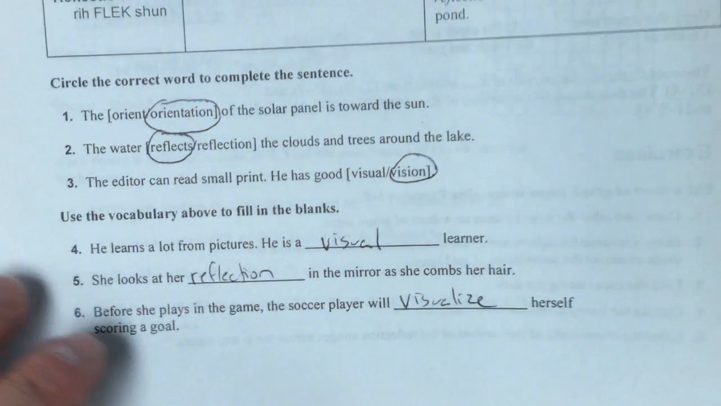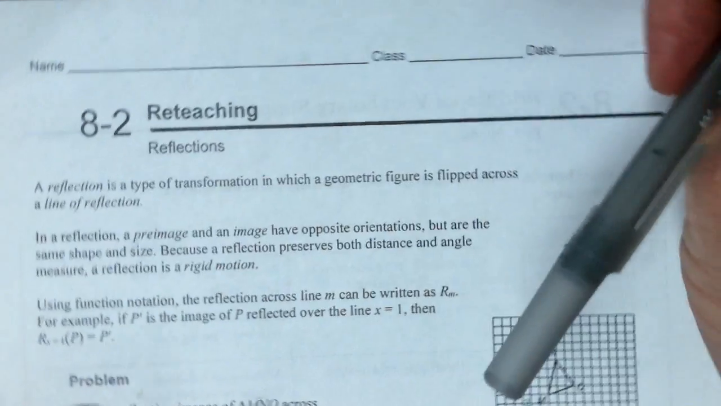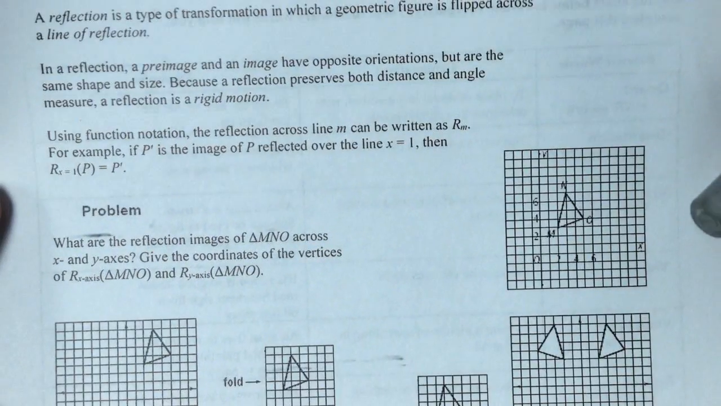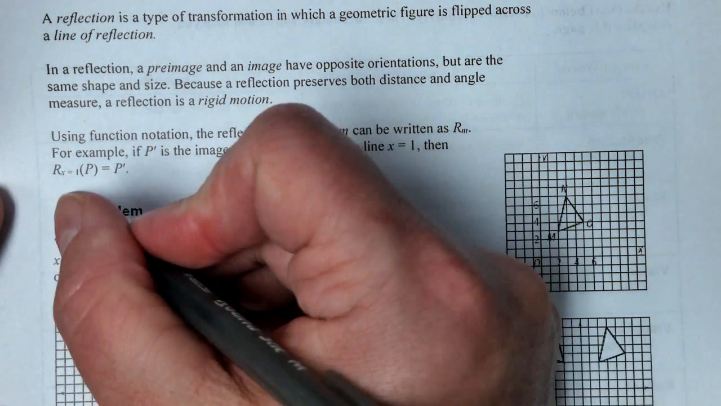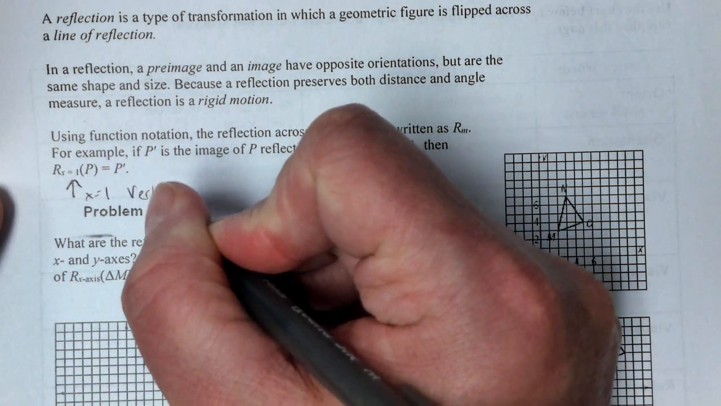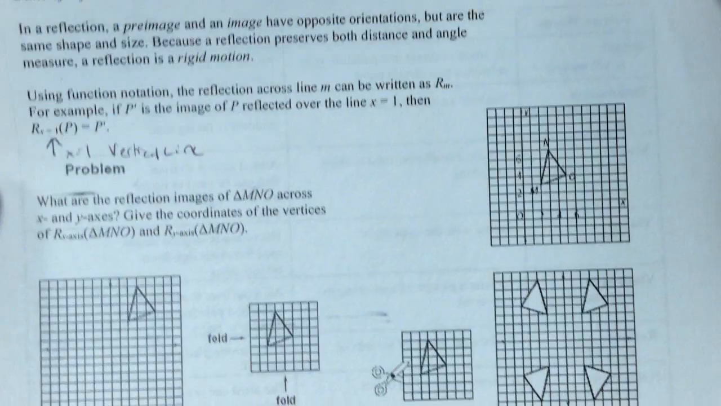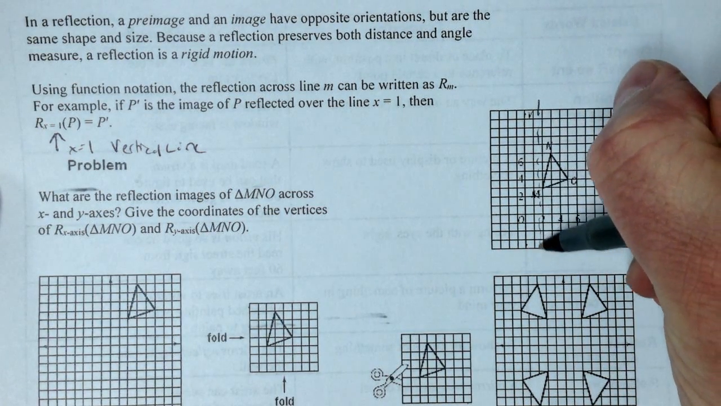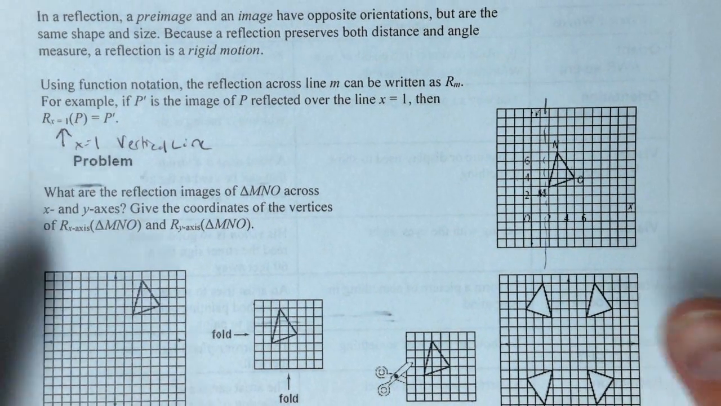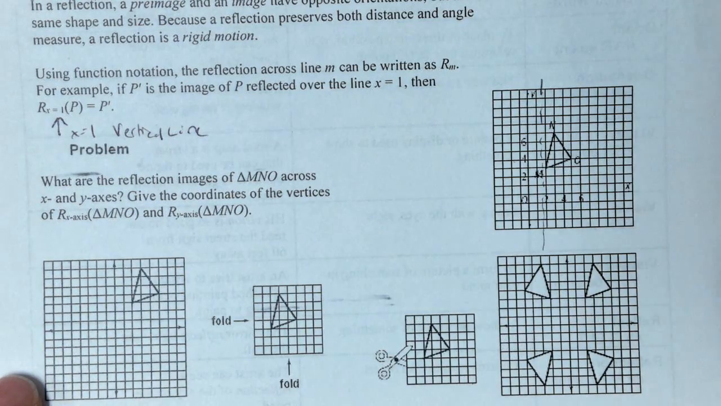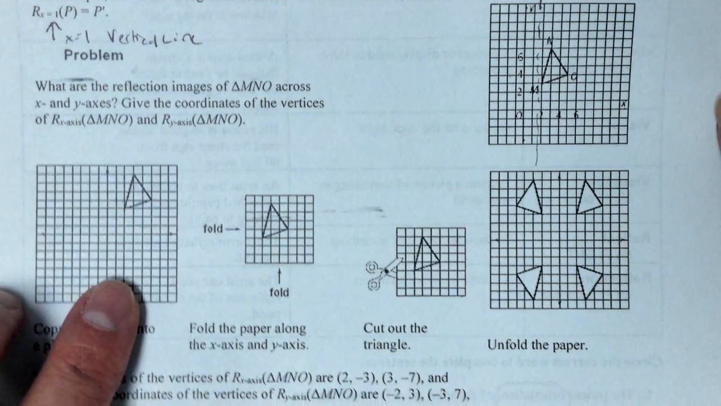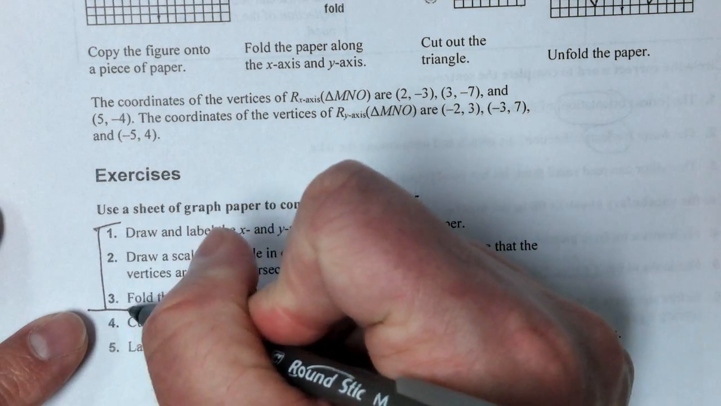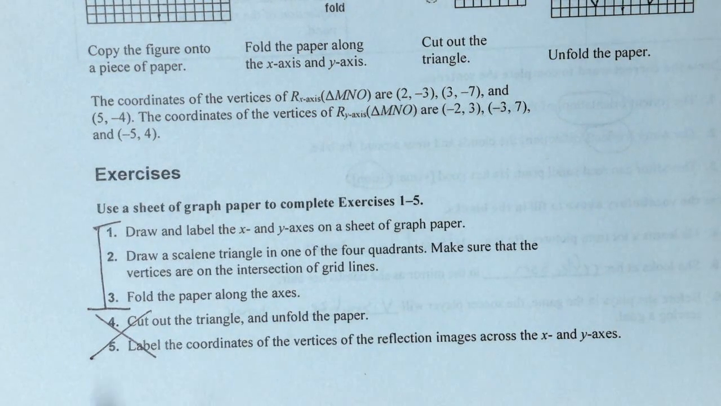Okay, so the next thing to talk about and to do is in this 8.2 reteaching, they're talking about reflecting across different things. Now, if you're reflecting across something like this, which is x equal 1, remember that'd be a vertical line. And so you'd go to where 1 is, and then flip that way. Most of the ones we're about to do are with x-axis and y-axis. And so we are going to use our graph paper. We're not going to cut out the triangle, but we are going to do a few of these steps. Okay, so we're going to do steps 1, 2, and 3.